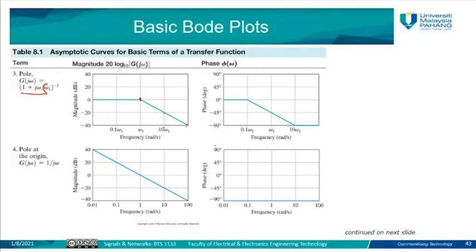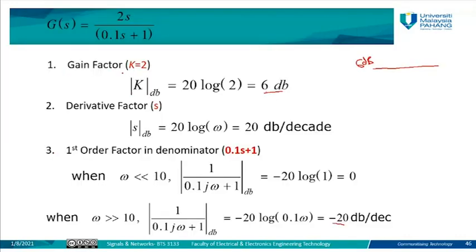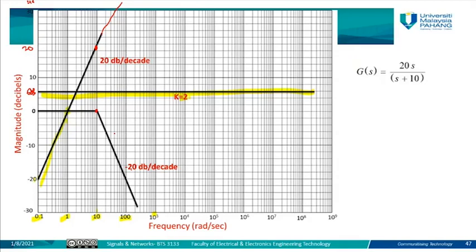So from omega 1 to 10 omega 1, that represents 1 decade. From 0.1 omega 1 until omega 1, this represents 1 decade. Okay, so the third one here goes 0 until 10, then after 10 it will go by negative 20 dB per decade. These are all the Bode plots for the magnitude for the 3 components: the gain factor, the derivative factor, and also the first order denominator or pole. This is for the magnitude.